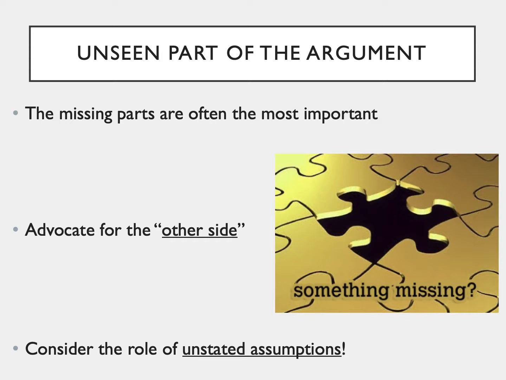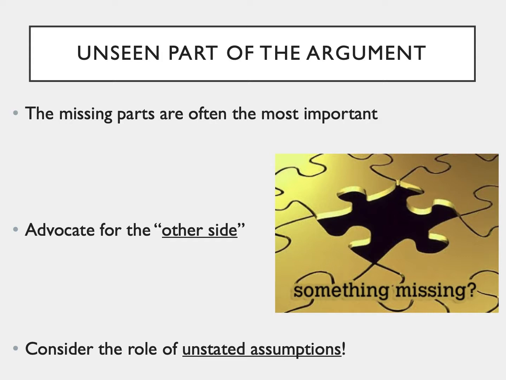One way of identifying the missing parts of an argument is to advocate for the other side. That is, to look for all of the counter-arguments that might exist. Advocating for the other side of an argument is one of the best ways to think about what's missing, and it is really helpful for changing your point of view so that you don't become prey to the confirmation bias.